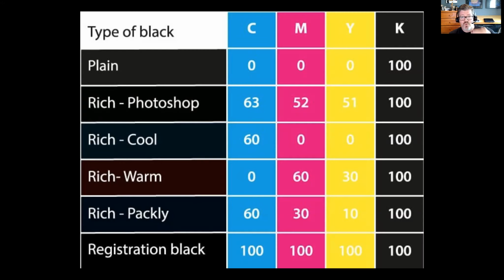You can go more than that, like here on the rich black, it says 63, 52, 51. That'll make a really dense black, but it might oversaturate the paper with ink. So you got to worry about that a little bit. Or you can tint it, a little cooler black, redder black. That's what you're doing.